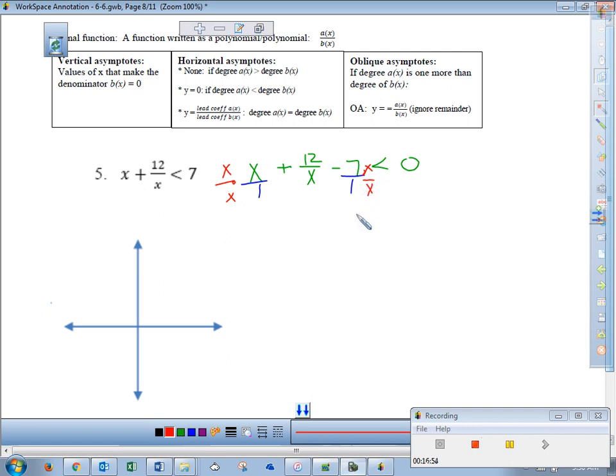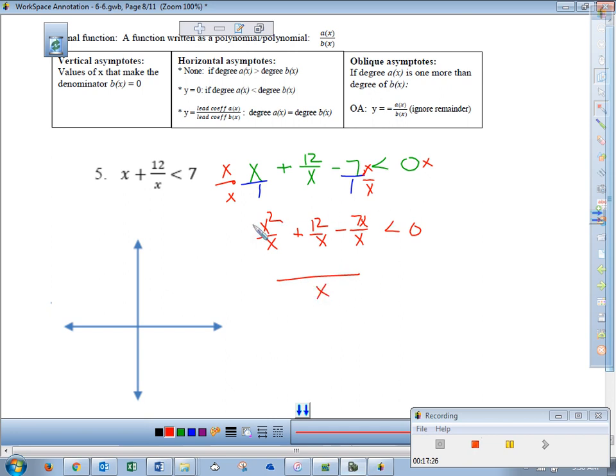I want them to all have a common denominator of x. Don't write this down, but just watch me. Wouldn't this be x squared over x plus 12 over x minus 7x over x less than 0? And you take it times x to keep it balanced, and 0 times x is still 0. This became x squared over x. This already was over x, and this is minus 7x over x. Cool? The reason why we did that is so we could put it all over x now.